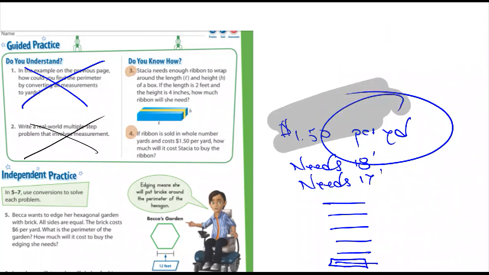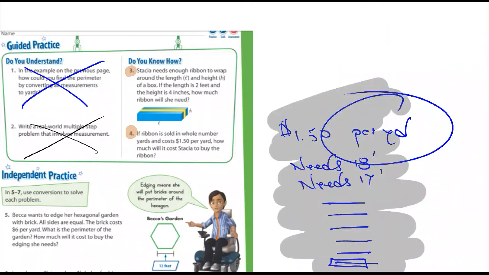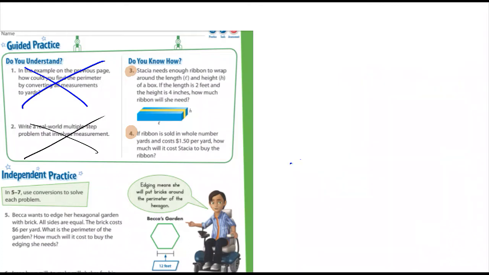So think about number 4. You guys should be able to do it. All right? All right, let's drop down to number 5.